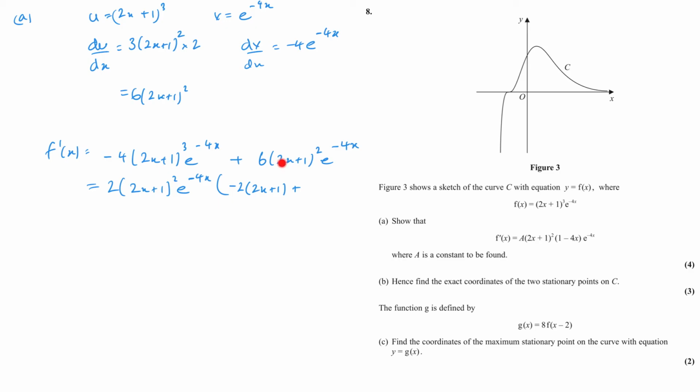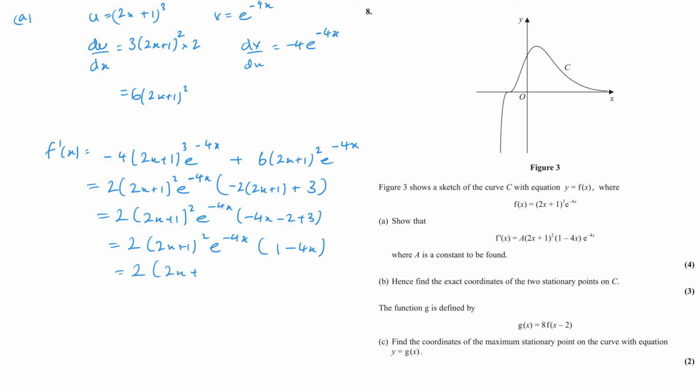And then out of this one, I've taken the (2x plus 1) squared and e, and then I've taken 2 out of this, so it's just 3. So (2x plus 1) squared e to the minus 4x, and then I'm just sorting out this bit. So we've got minus 4x minus 2 plus 3, and minus 2 plus 3 is 1, so 1 minus 4x in the brackets. Okay, and that's what we got there, 1 minus 4x. Now they've just put that at the end, but it's the same. But I will write it in that way, so (2x plus 1) squared (1 minus 4x) e to the minus 4x, and a equals 2.